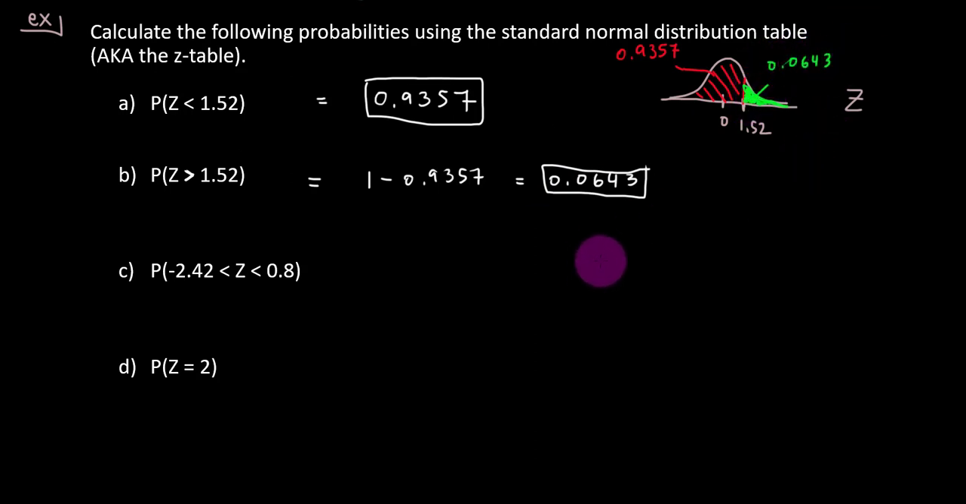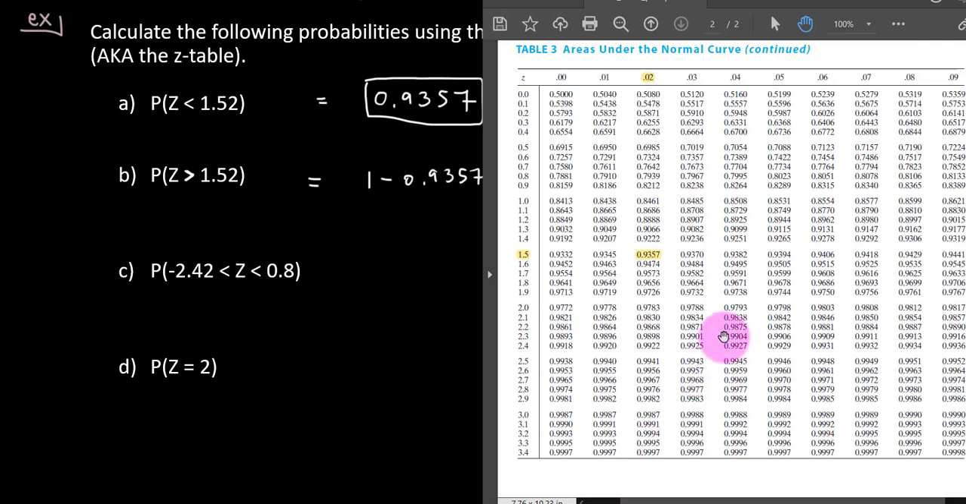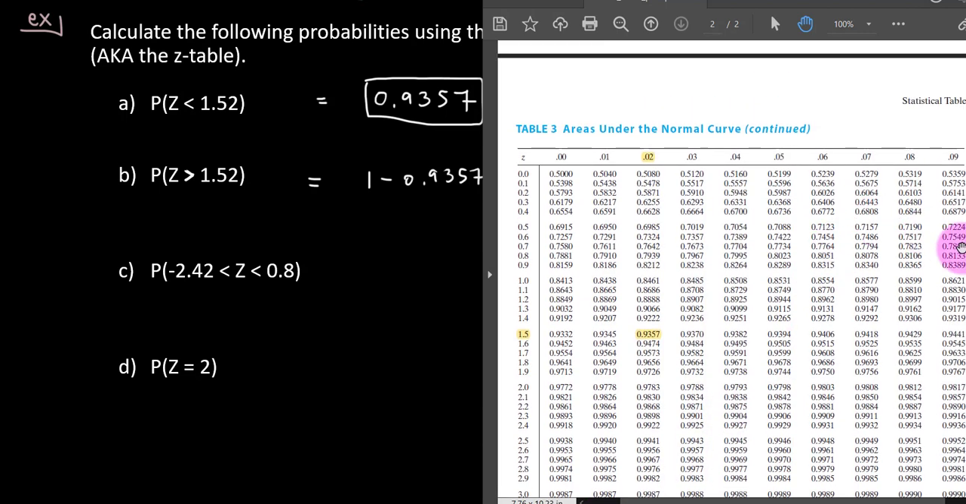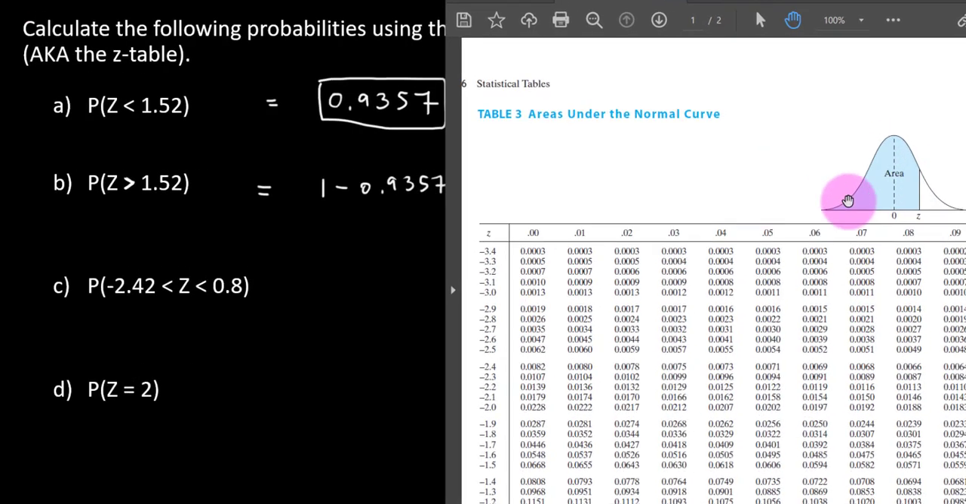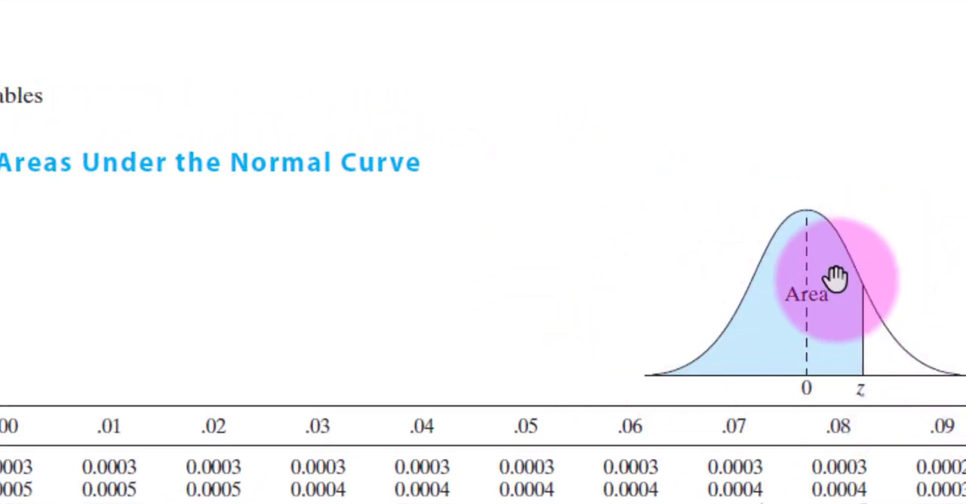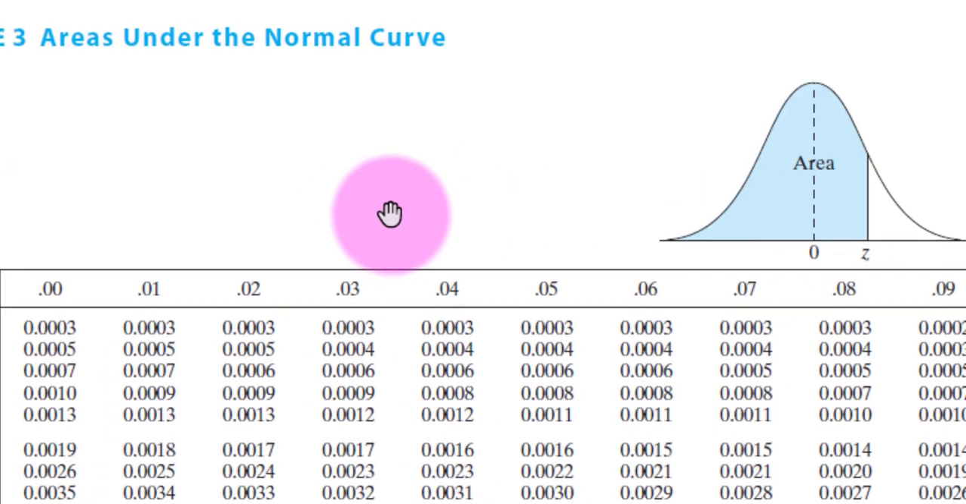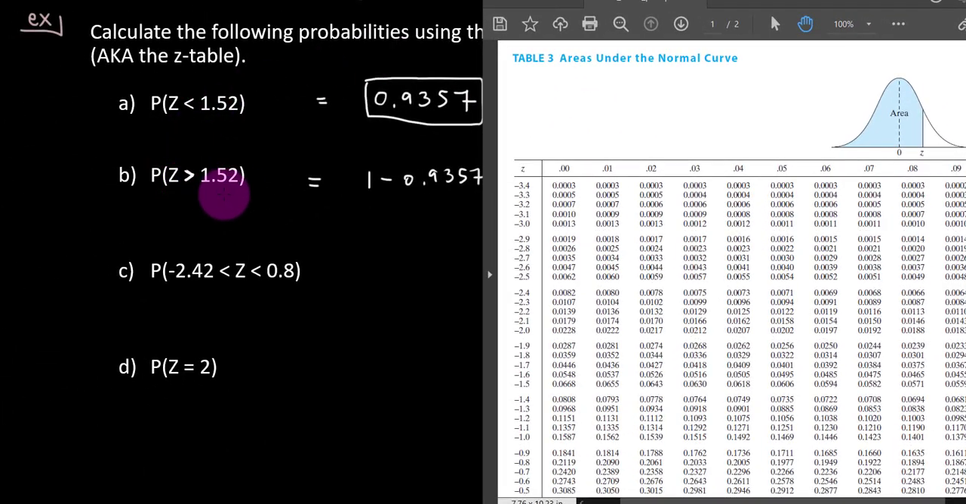So remember, our z-table only gives us area to the left. If you look at the imagery on this table, there's a little image that almost reminds you of that fact. So anytime there is a greater than type of question, you'll have to do a 1 minus sort of procedure with a value from the standard normal table.